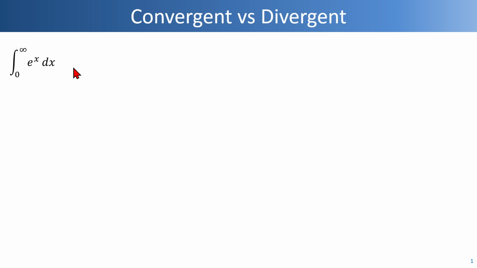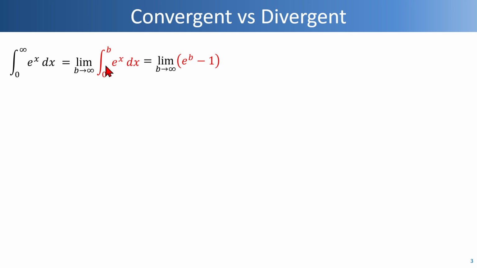And the way we can deal with this type of integral is basically to replace this infinity by a placeholder variable like b, and then we'll take the limit as b goes to infinity after we evaluate this new definite integral. Evaluating this definite integral is very easy because the integral of e to the x is just e to the x, and then we just use the fundamental theorem of calculus.